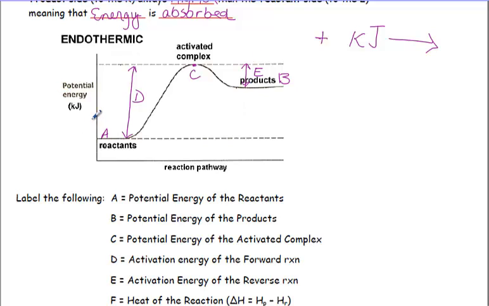Now F we're going to find between the heat of the products, which is up here, and the heat of the reactants. So that would be the difference right between these two numbers. So you would take this value, which is B, and subtract it from A. So F is actually equal to B minus A, if that helps you.